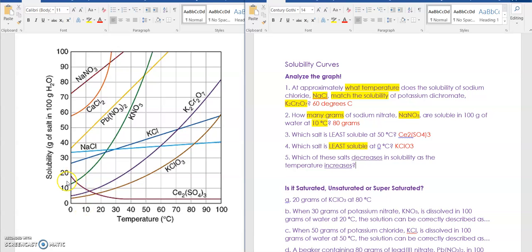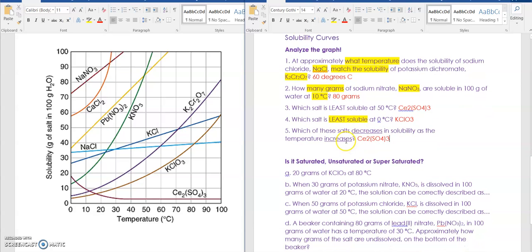It's that same cerium sulfate. It's right here starting at 20, and as I increase the temperature, I see that it gets down to less than 5 grams at 100 degrees. So I know that that's the only one that's decreasing as the temperature increases. So my answer is cerium sulfate, Ce2SO3, cerium sulfate.